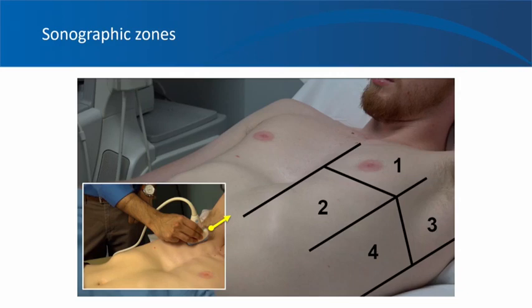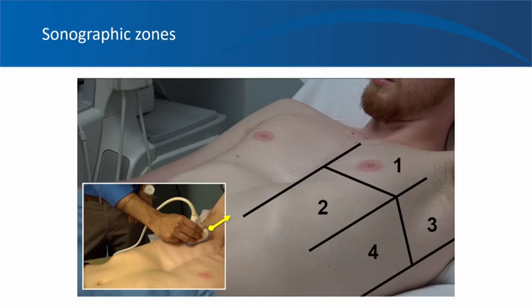Examination typically begins in the mid-clavicular line at the second or third intercostal space with the probe marker pointing towards the patient's head. The probe is aligned as perpendicular to the chest wall as possible to get the best picture. We can use the abdominal, that is the curvilinear probe, which I like to use for the most part, or you can also use the phased array or the cardiac probe.